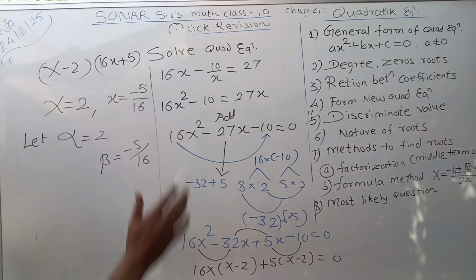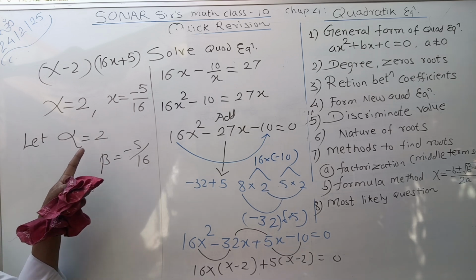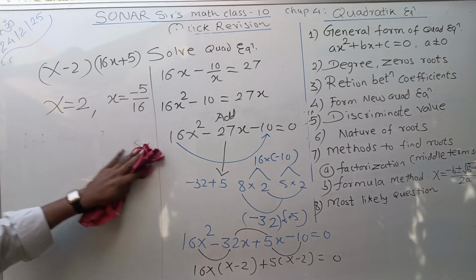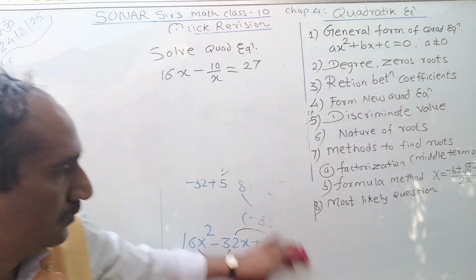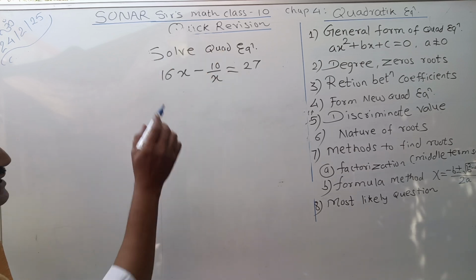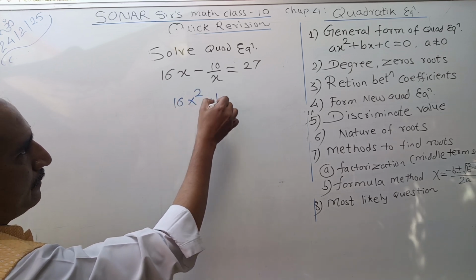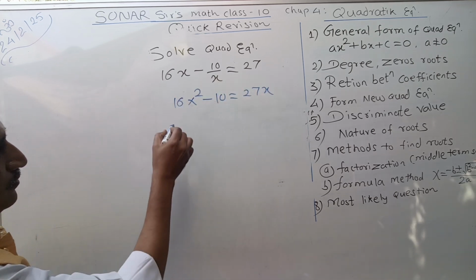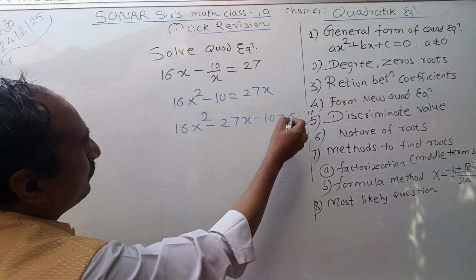We'll discuss the same question by using the formula method. So let's solve the same question by using the formula method. Just remember the zeros are 2 and minus 5 upon 16. Again, for the formula method, we have to write down this equation into the standard form. So for standard form, again we have to multiply by x, then this 27x, and the form of the equation is 16x square minus 27x minus 10 equal to 0.